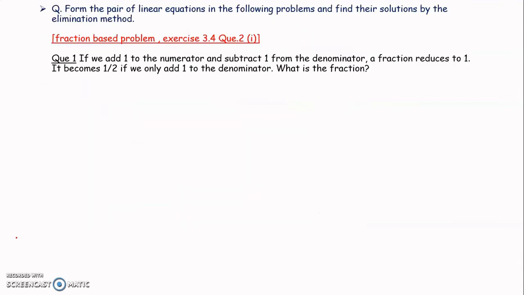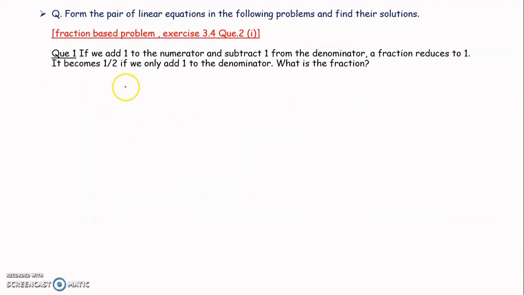Let's start with question number 1. See the question number 1. Form the pair of linear equations in the following problem and find their solutions. So question number 1. If we add 1 to the numerator and subtract 1 from the denominator, a fraction reduces to 1. It becomes 1 by 2 if we only add 1 to the denominator. So what is the fraction? By reading the question, you can understand that this question is based on fractions.